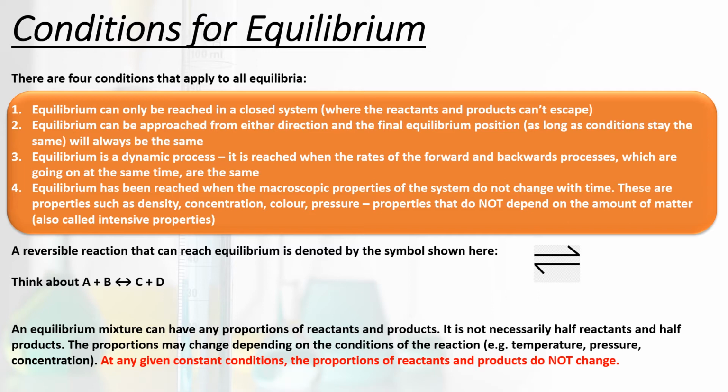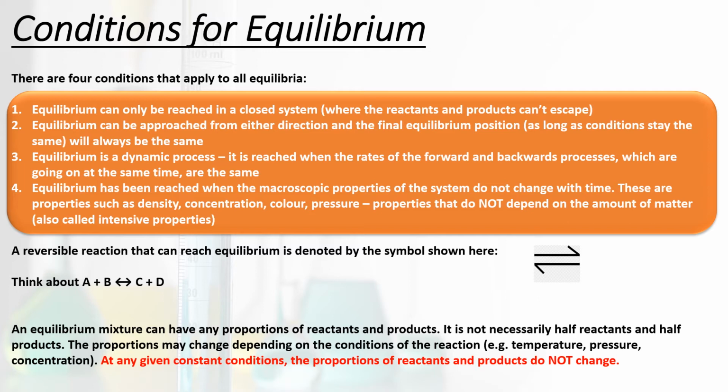Now, another key thing is that an equilibrium mixture can have proportions of reactants and products that can be any ratio. It doesn't have to be half and half. It doesn't have to be 50% products, 50% reactants. It could be 10% products, 90% reactants. It could be 90% products, 10% reactants. It doesn't matter what our proportion is, as long as it's not 100% reactants or 100% products, it's a reversible reaction, an equilibrium reaction.